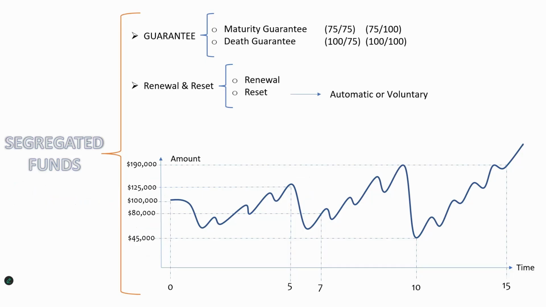Let's say again, if it was 75, 75, a 10-year contract, you put in $100,000, at year 10, it's $45,000, right? So the insurance company is going to add another $30,000 because the guarantee is 75%. If they renew their contract, the new guarantee is going to be based on 75% of $75,000, right? Because now the new amount of money that they have is $75,000. So that's what's important. You guys can play around with it, give yourselves a couple more examples, and you can always ask your questions in the comment section.